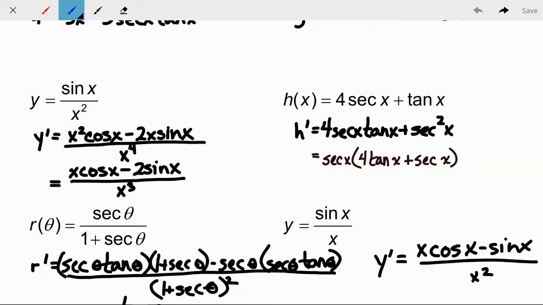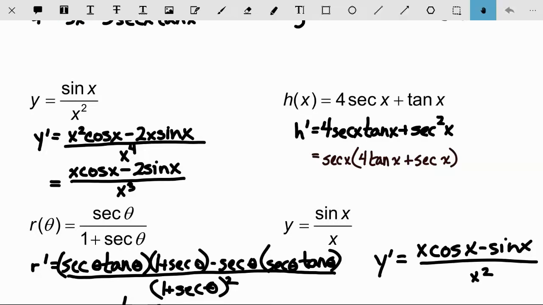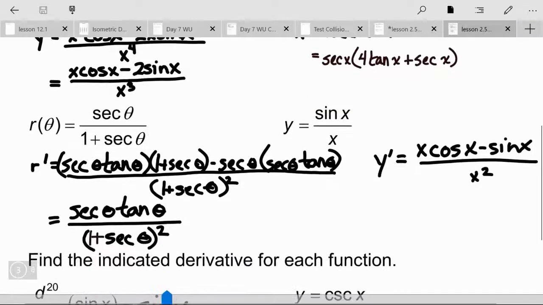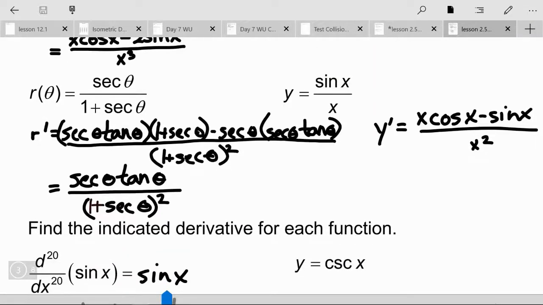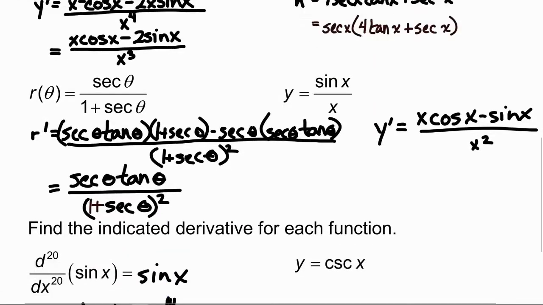Okay, so the 4 secant x plus tangent x, I wrote that in a couple of different forms. Again, thinking about the fact that we want to set that equal to 0, it's probably best to have that in the factored form. The r of theta is secant theta over 1 plus secant theta. So this one looks really messy at first, but when you go through and do your factoring and simplify this whole thing out, it actually simplifies down really nicely.